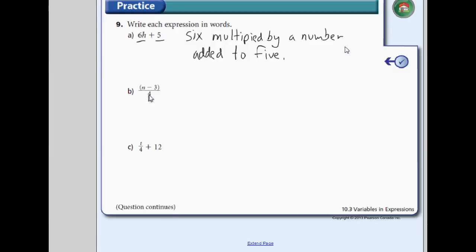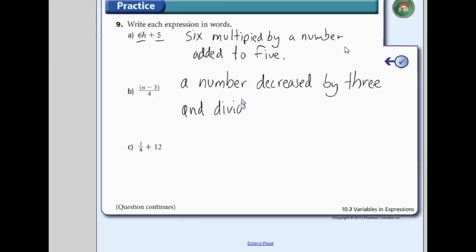Let's look at the next one. A number subtracted from n, or a number decreased by 3, divided by 4. Well, let's look at that. So a number decreased by 3, which is the same as subtracted, and divided by 4. The problem here is order of operations says we don't do subtraction first. We would then do 3 divided by 4 first.